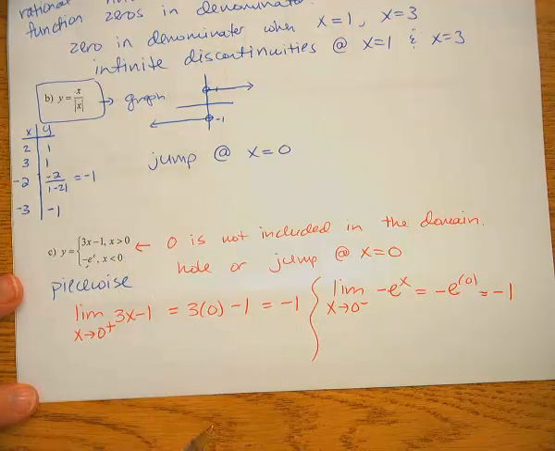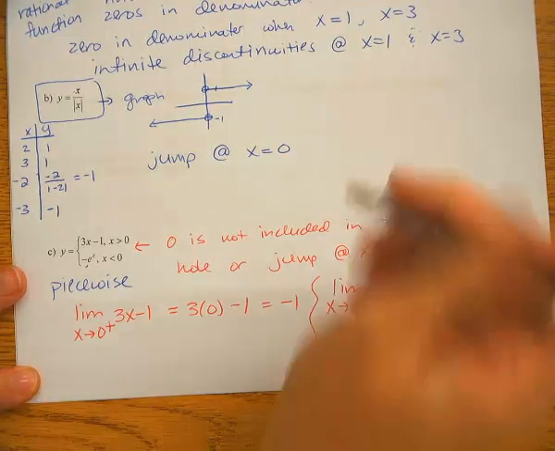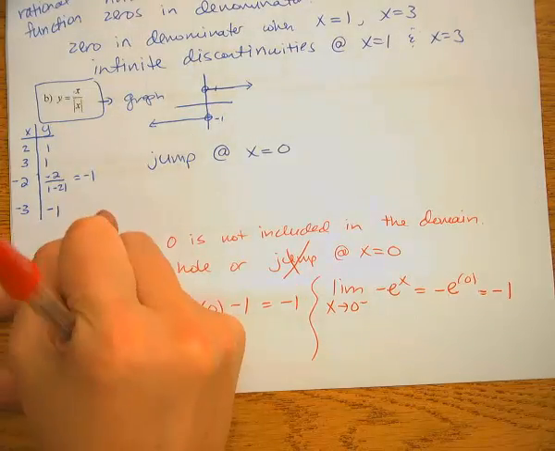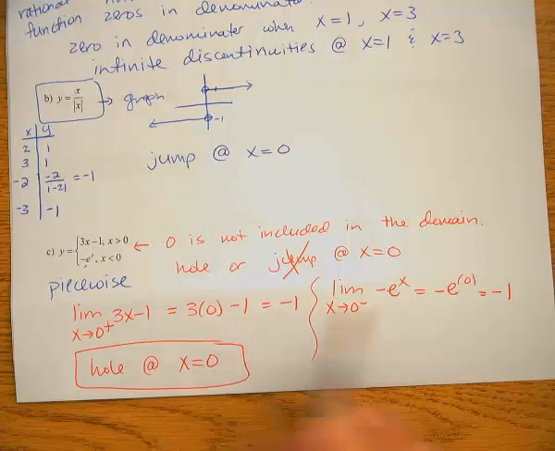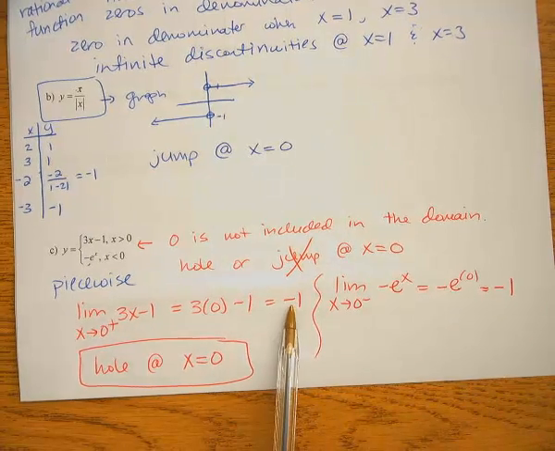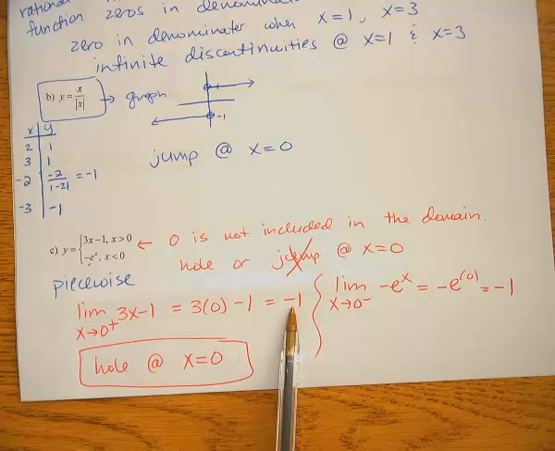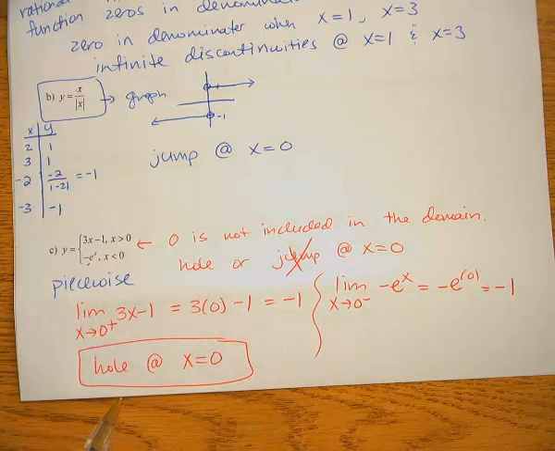So looking back at your types of discontinuity, that means it's going to be a hole, not a jump. Hole at x equals 0. If these were two different values, then I would know that it's a jump. But these values are the same. They're just not equal to f at 0 because f is not defined at 0. So that leaves us a hole right there.